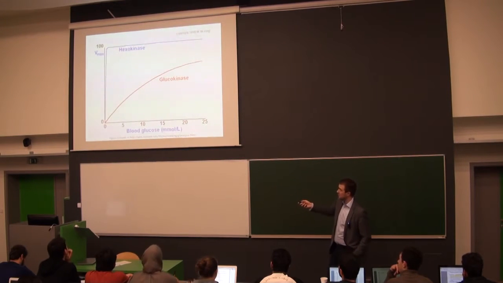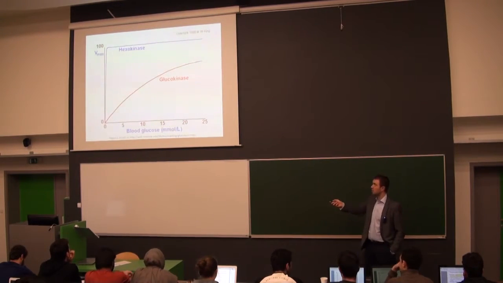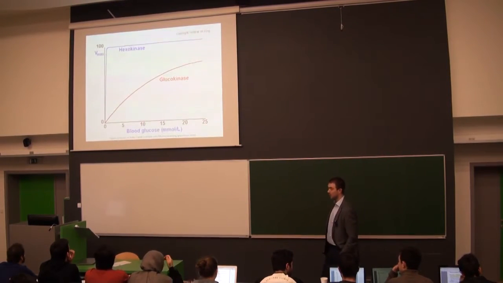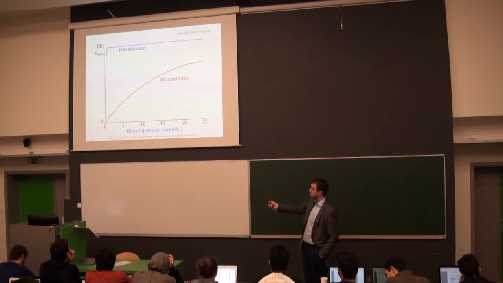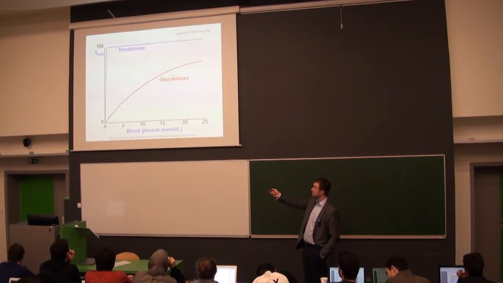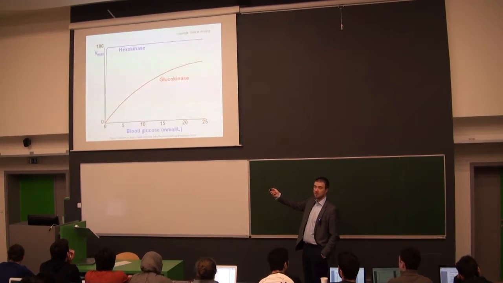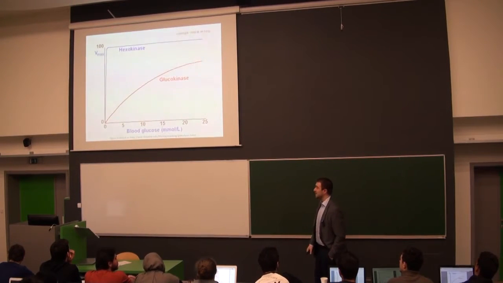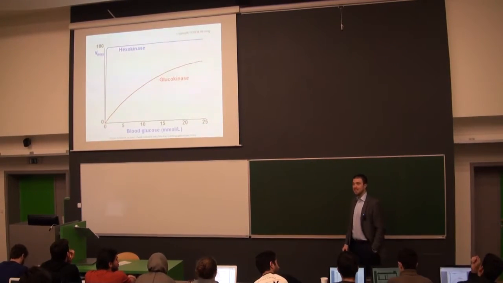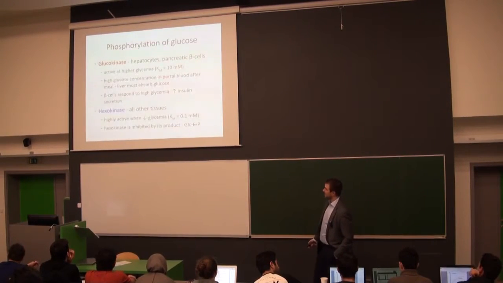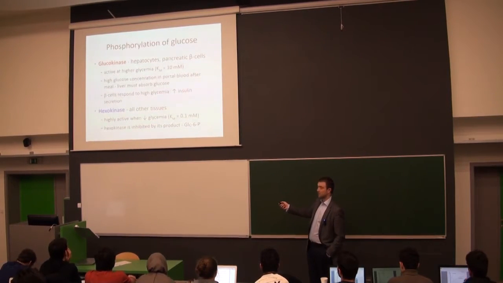Hexokinase, as you see, has an absolutely different shape of the curve. The Michaelis-Menten constant is 0.1, and that means that it doesn't matter if you have concentration 5, 10, 3, since it has almost the maximal velocity. And the way of regulation of this hexokinase is quite simple. It's inhibited by its product. That means by the glucose 6-phosphate.